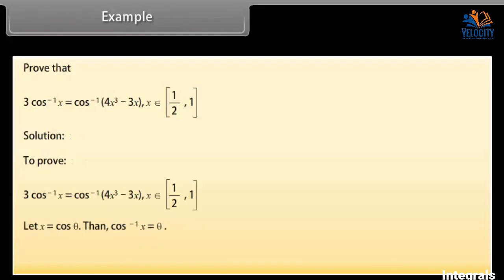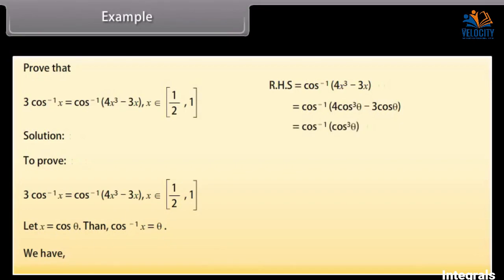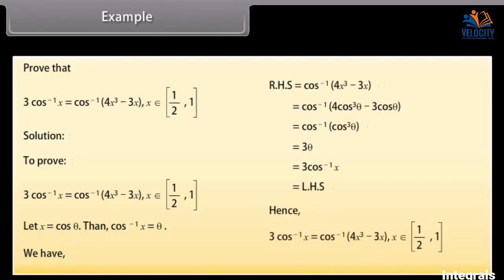Let x be equal to cos theta, then cos inverse x is equal to theta. We have the right hand side equal to cos inverse of 4x cube minus 3x, which is equal to cos inverse of 4 cos cube theta minus 3 cos theta, which is equal to cos inverse of cos 3 theta, equal to 3 theta, equal to 3 cos inverse x, which is equal to the left hand side. Hence, 3 cos inverse x is equal to cos inverse of 4x cube minus 3x, x belongs to [1 by 2, 1].